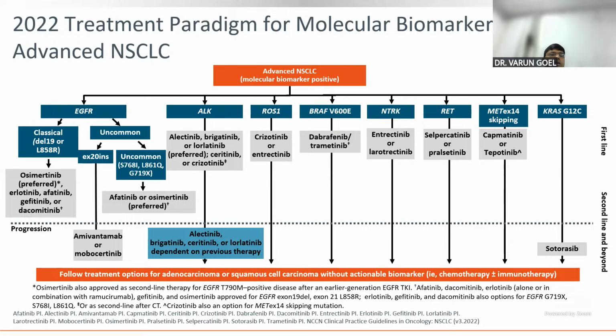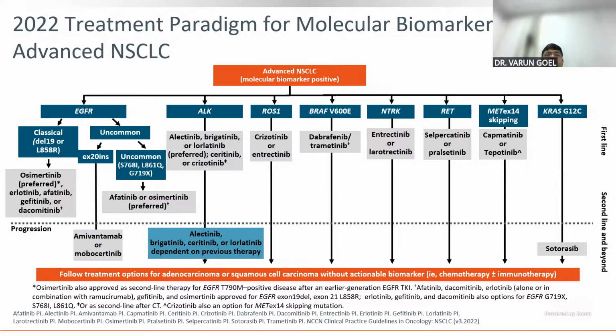And if exon 20 insertion is there, then amivantamab or mobocertinib should be prescribed. If uncommon mutations, then afatinib or sunitinib is preferred. For ALK, any of the three generation TKIs, but most commonly and most important nowadays, lorlatinib. For ROS1, crizotinib or entrectinib.